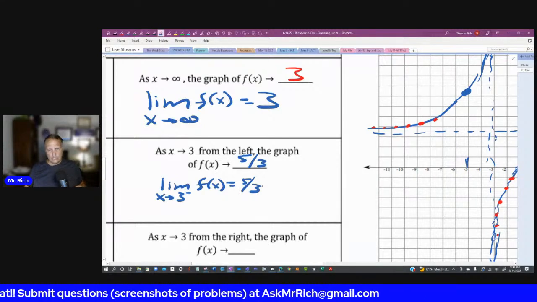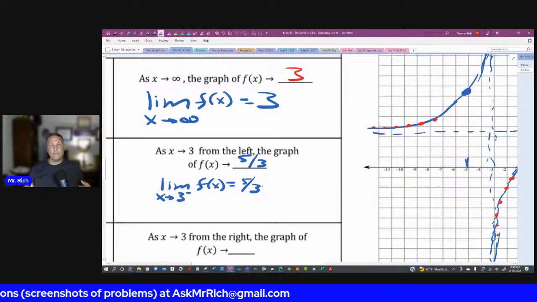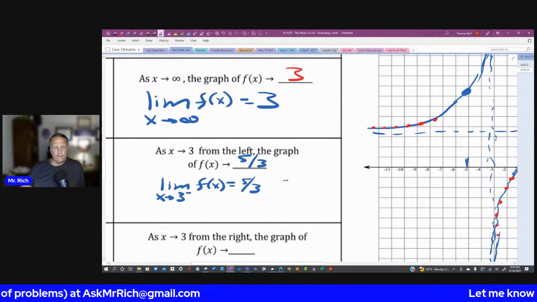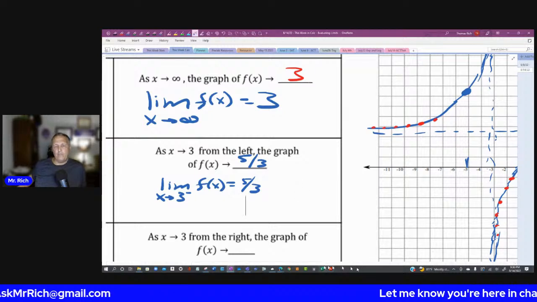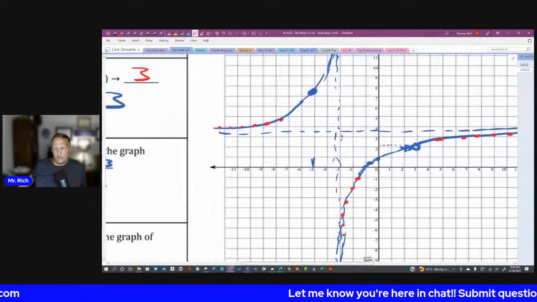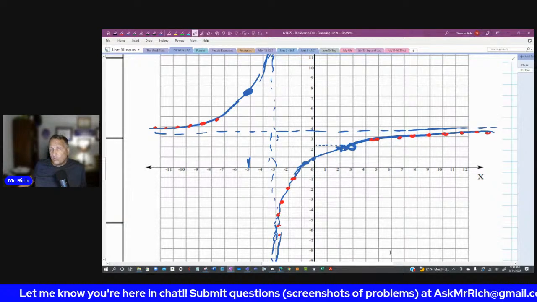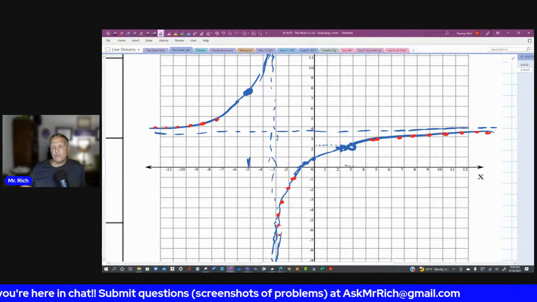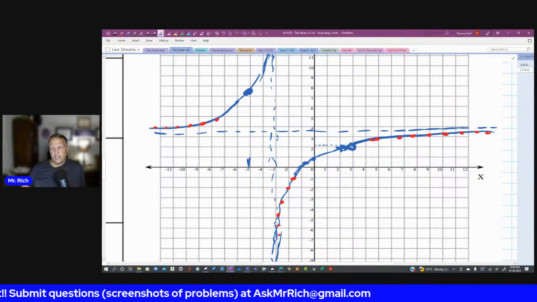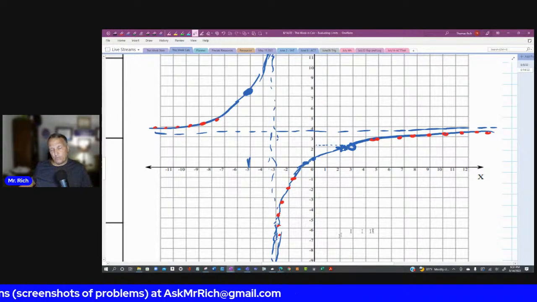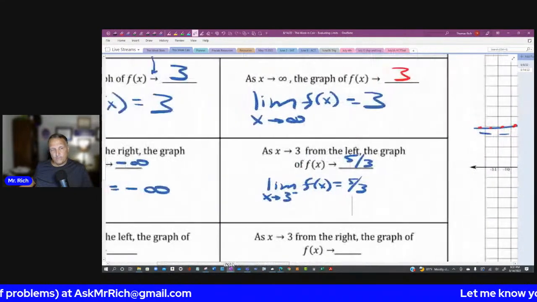Notice the function doesn't ever get to 5/3, right? Because the function doesn't exist at 3. There is a hole, a discontinuity, a removable discontinuity at 3. But the fact remains, the closer I get to x equals 3 from the left-hand side, the closer the y values are going to approach 5/3.